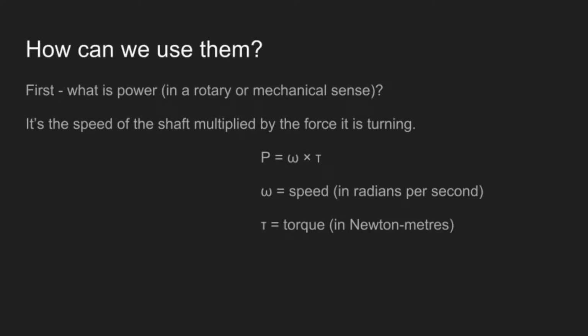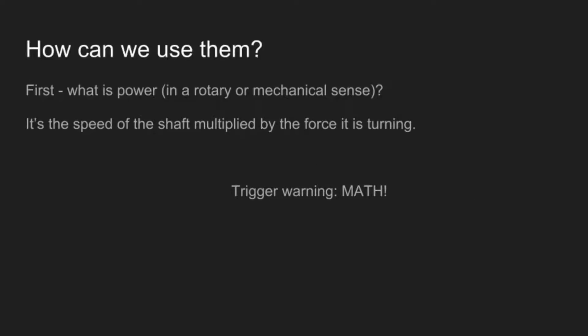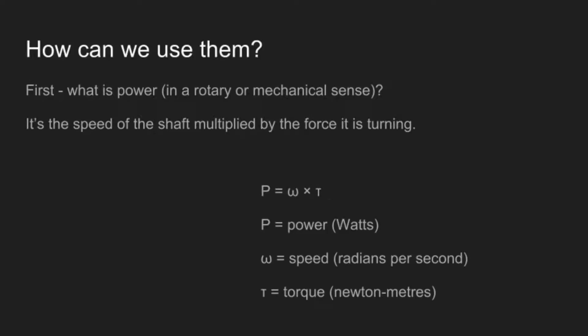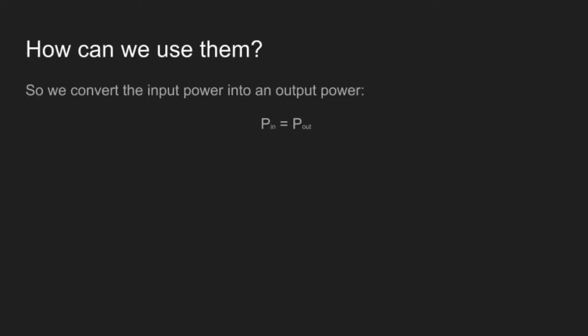How do we use them? Well, first we've got to understand how power works in a rotary or mechanical sense. Power is the speed of the shaft in radians per second multiplied by the torque in Newton meters, and that gives us the power in watts. Here's the really powerful thing about a gearbox. The input power equals the output power. Now this comes with a small footnote: you do get a little bit of a loss inside the gearbox due to friction, and that heats things up, so we won't worry about it. For the purpose of this video, input equals output, and that's like the number one take home for power.